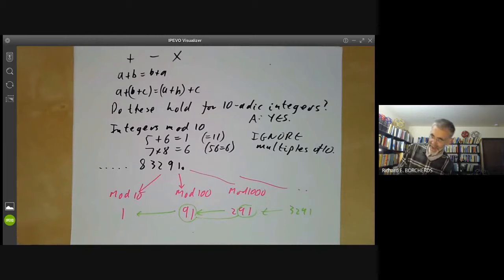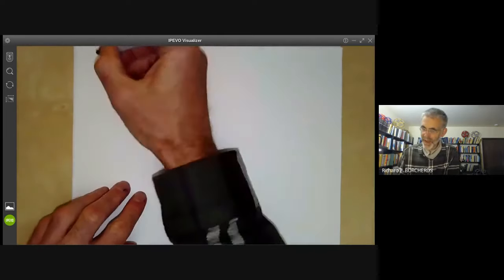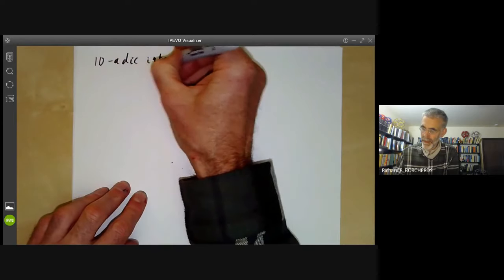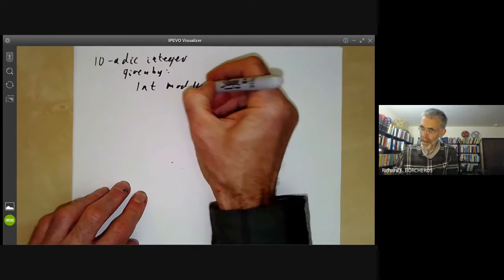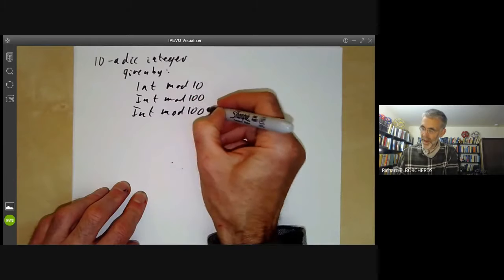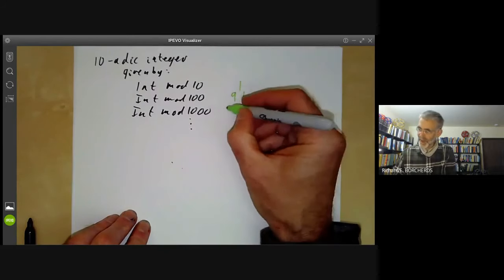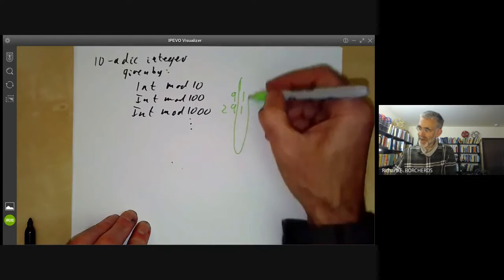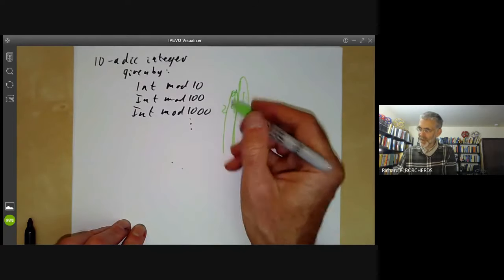So a 10-adic integer can be thought of as a collection of compatible integers. So a 10-adic integer is given by an integer mod 10, an integer modulo 100, an integer modulo 1,000, and so on, that are compatible. So by that I mean your integer modulo 10 and your integer modulo 100 and your integer modulo 1,000 have to have the same ones as the integer modulo 10 and the same tens as the integer modulo 100 and so on.